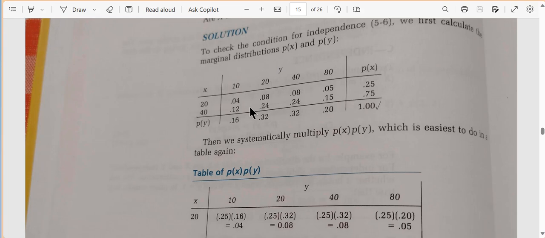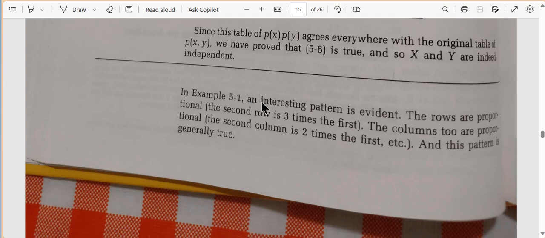Therefore, we can say that they're independent. And then they say, oh, look at this, if you notice that this row is a multiple of this row. Is it true? Yeah. 3 times this is that, 3 times this is that, 3 times this is that, 3 times this is that. So that seems like maybe it's just a coincidence.